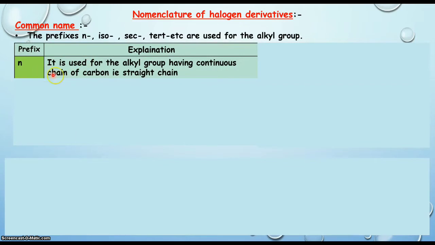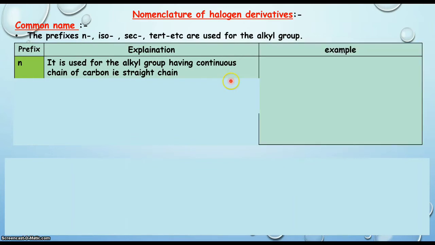The prefix N is used for those alkyl groups having a continuous chain of carbon, that is a straight chain, without any branches. Here is the example for this. N indicates the straight chain, propyl means it contains 3 carbon atoms, and the halogen is chlorine. Therefore its name is N-propyl chloride.